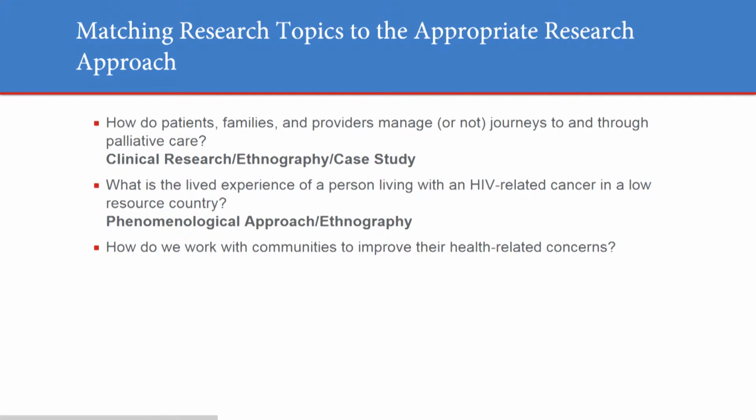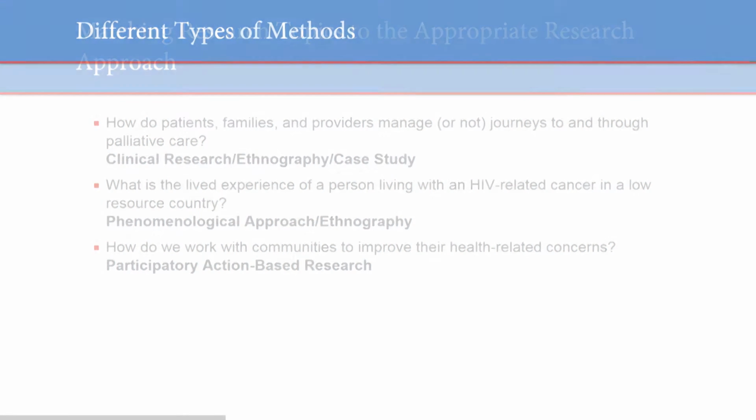How do we work with communities to improve their health-related concerns? This is the participatory action-based research. And some people call this community-based research, but when you're doing community-based research, you're not necessarily doing action-based research. Action-based research is where you're actually working with the community. They get to identify what the problem is. You're part of that process, but they're the ones deciding what the issues are, not you. So you aren't coming in with some earlier idea of what to do.